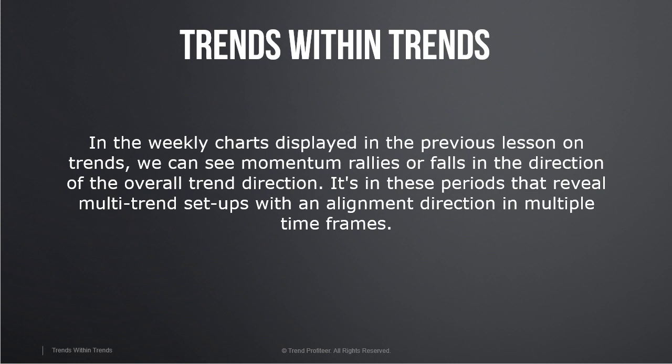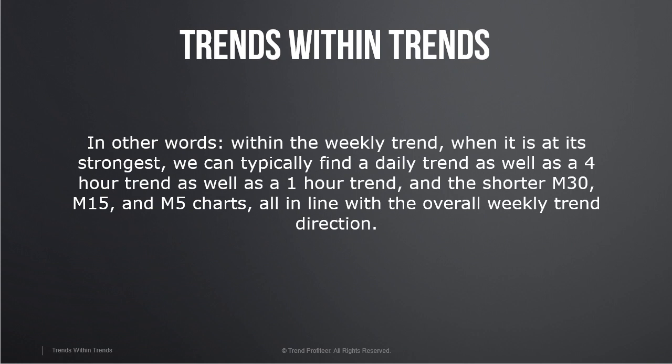In the weekly charts displayed in the previous lesson on trends, we can see momentum rallies or falls in the direction of the overall trend direction. It's in these periods that reveal multi-trend setups with an alignment direction in multiple time frames. So, in other words, within the weekly trend, when it is at its strongest, we can typically find a daily trend as well as a 4-hour trend, as well as a 1-hour trend, and the shorter 30-minute, 15-minute, 5 minutes, all in line with the overall weekly trend direction.